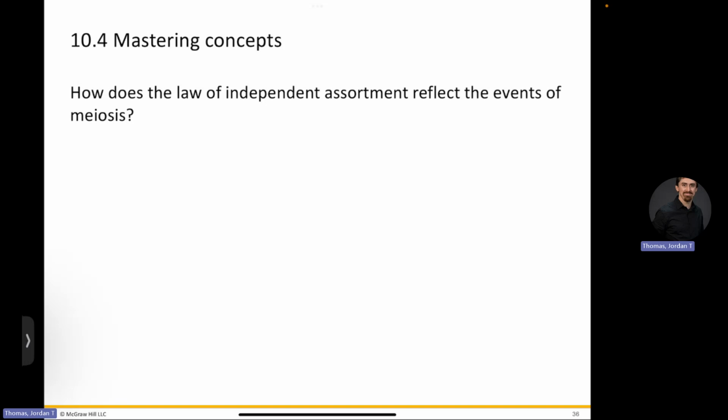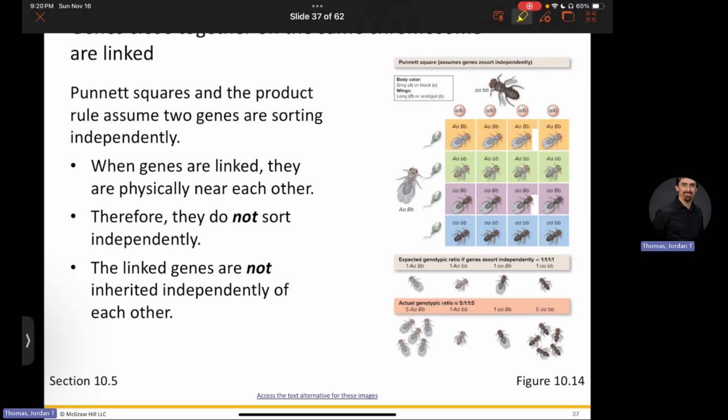So now we have a couple more things before we finish up today. Genes close together on the same chromosome are linked. So I'm going to highlight that. Punnett squares and the product rule assume 2 genes are sorting independently. They do not influence each other. When genes are linked, they're physically near each other. Therefore, they do not sort independently. Linked genes are not inherited independently from each other.